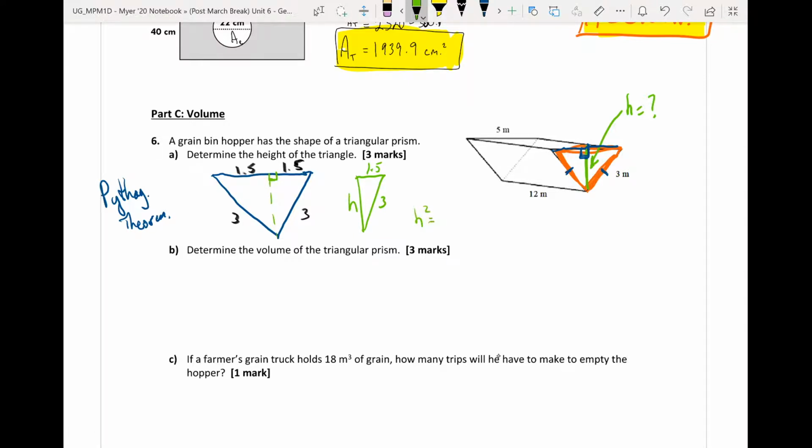So height squared is equal to 3 squared minus 1.5 squared, equals 9 minus 2.25. So height squared then is equal to 6.75. And then the height is equal to the square root of that. So the height is 2.6.